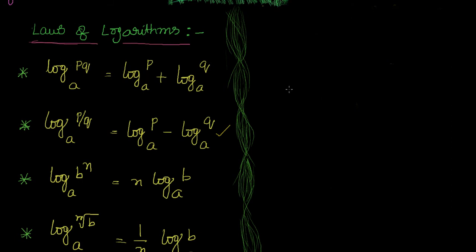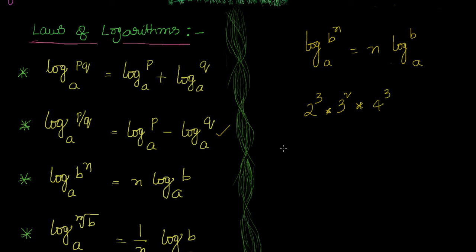The third one says that the logarithm of b to the power of n to the base a is nothing but n times the logarithm of b to the base a. So what we are proving by this is, if you have b to the power of n and you apply log, n will come down. If you remember yesterday when I was doing 2 cube into 3 square into 4 cube, you will understand now what I did.